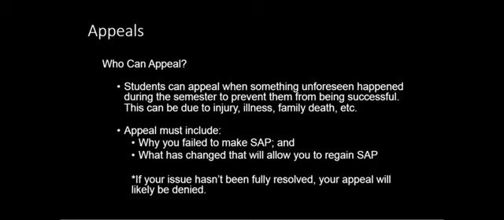Students can appeal when something has happened that caused them to not make satisfactory progress. This can be for a wide variety of reasons, things like medical problems, illness in the family, or maybe even a death. If these occur, you can file an appeal, and in there you need to explain why you didn't make satisfactory progress, and now what has changed so that you'll be successful in the future. Keep in mind that if you've experienced an issue that hasn't been resolved yet, your appeal will not be approved.